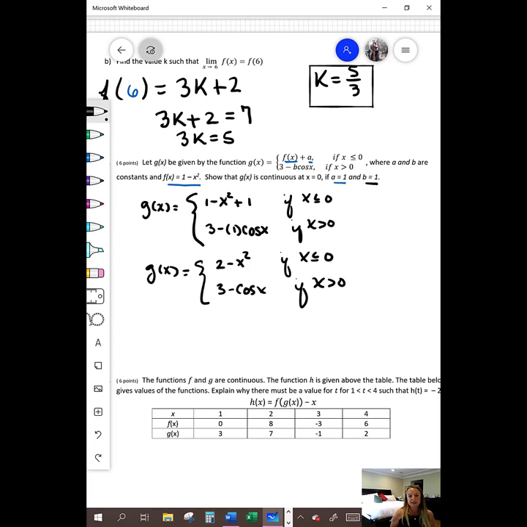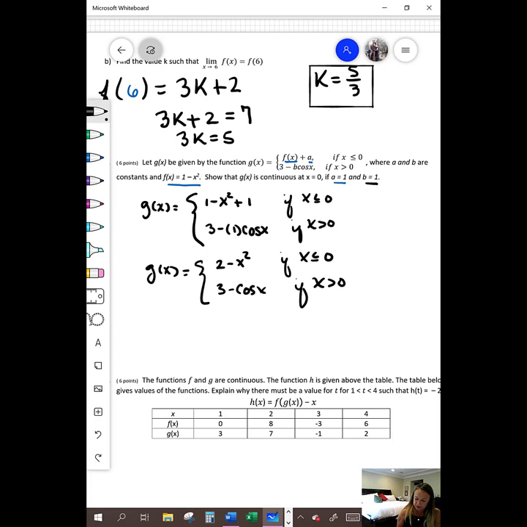So we want to show that this is continuous now at x equals 0. And x equals 0 is the only place that we might have a problem because we know the function 2 minus x squared, which is a polynomial, is always continuous, and 3 minus cosine of x is always continuous. And so the only problem we would have is when they change equations.